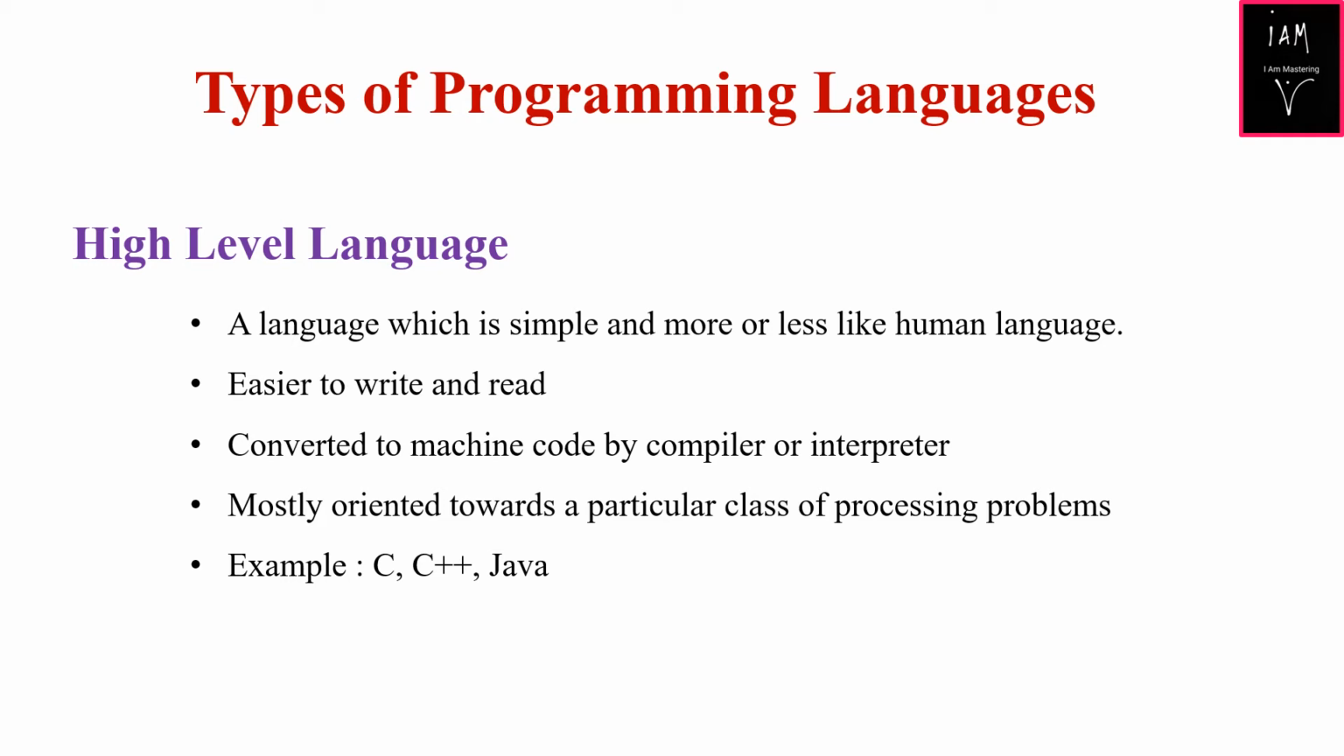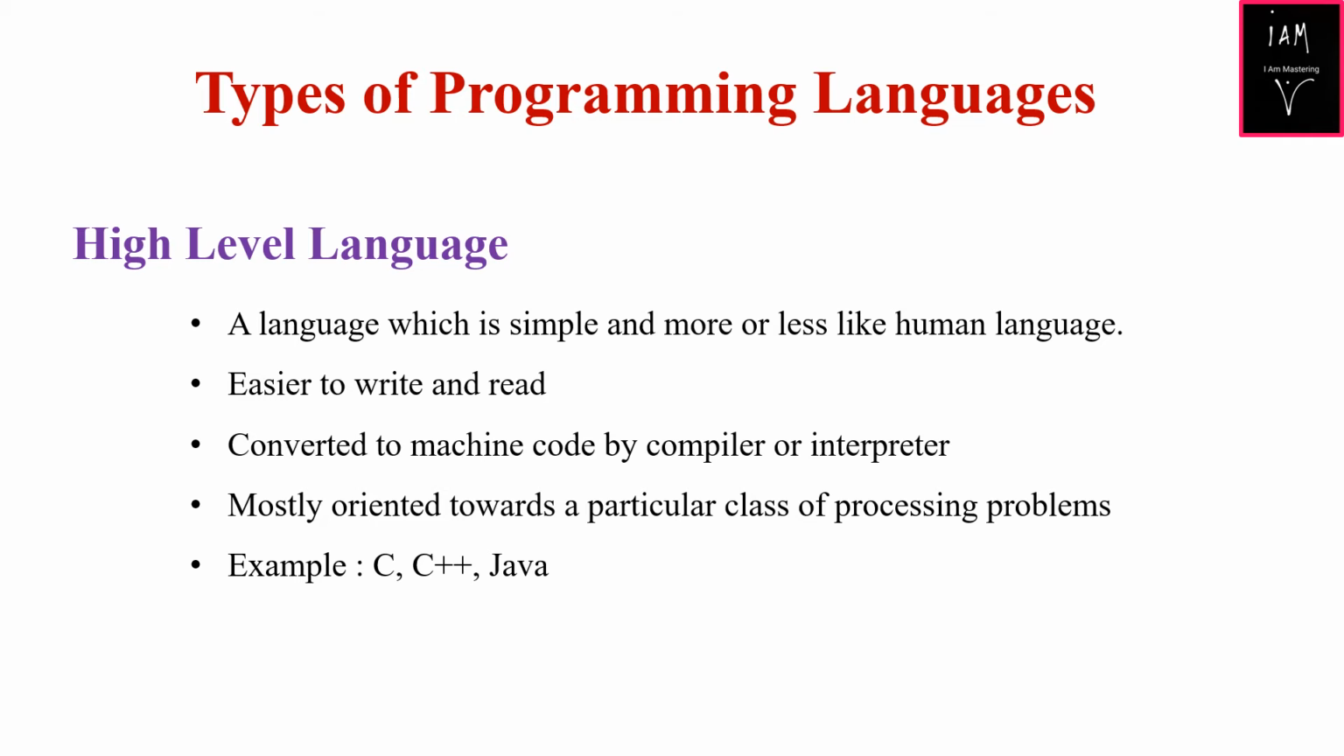They do not interact directly with the hardware. They are easier to write and read when compared with assembly language and machine codes. The programs written in high-level language cannot be directly understood by a processor, so they have to be converted to machine code by a compiler or an interpreter. High-level languages are mostly oriented towards a particular class of processing problems. For example, Fortran for numeric and scientific computing. The most popular examples of high-level languages are C, C++, Java, Python, to cite a few.